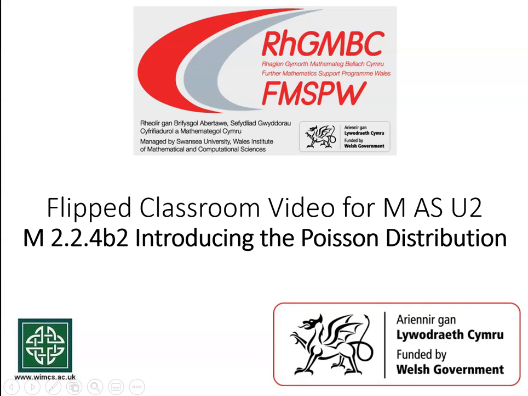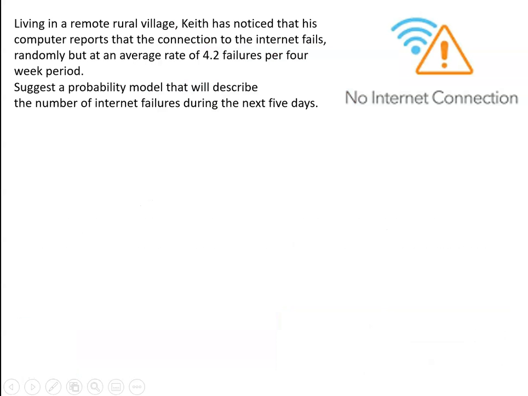In this video, we're going to introduce a new and important probability distribution. Living in a remote rural village, Keith has noticed that his computer reports that the connection to the internet fails randomly, but at an average rate of 4.2 failures per 4-week period. What we want to try and do is suggest a possible probability model that will describe the number of internet failures during the next 5 days.